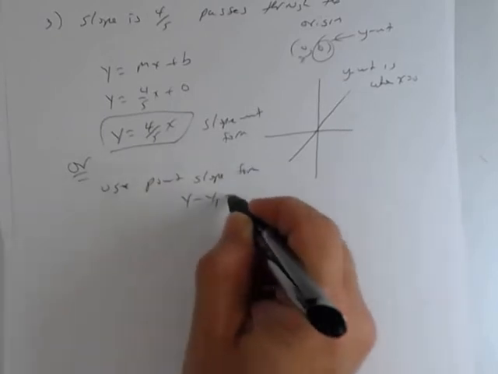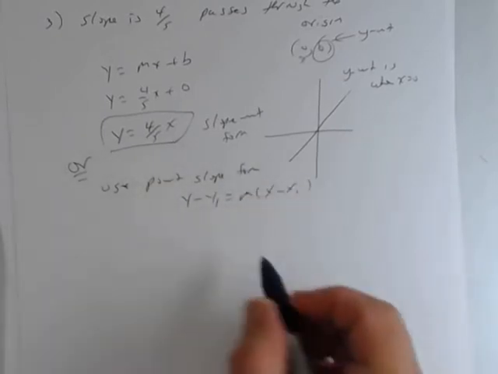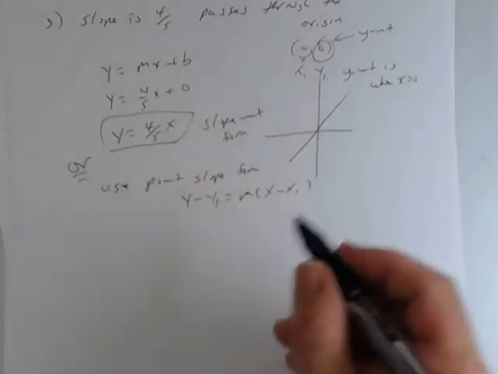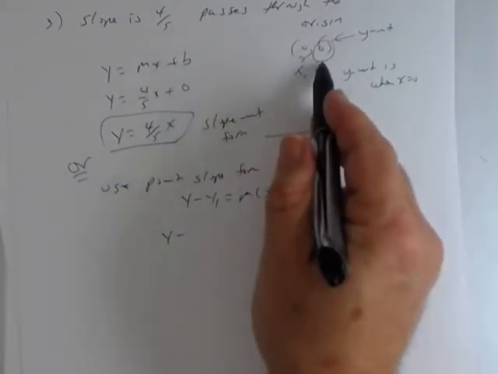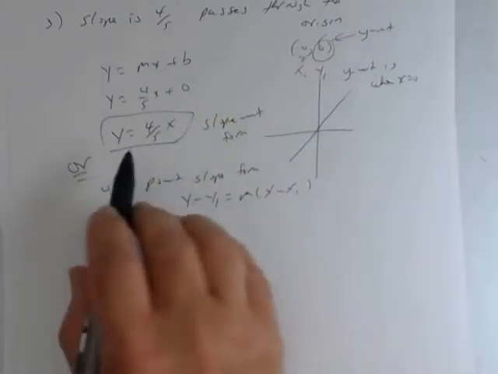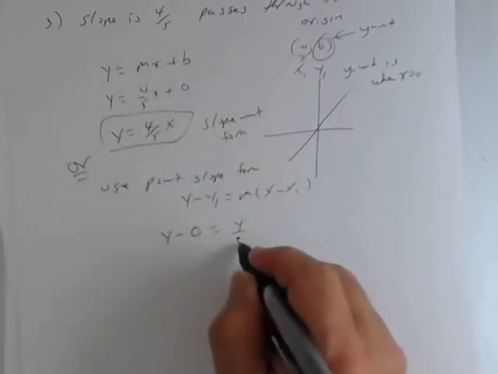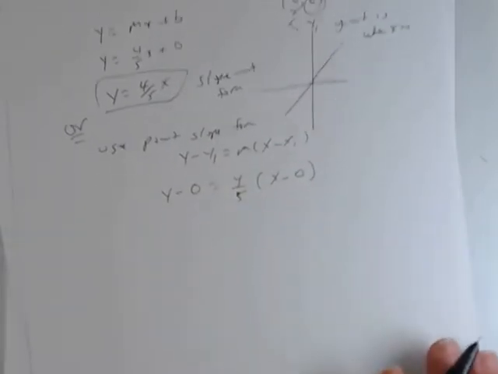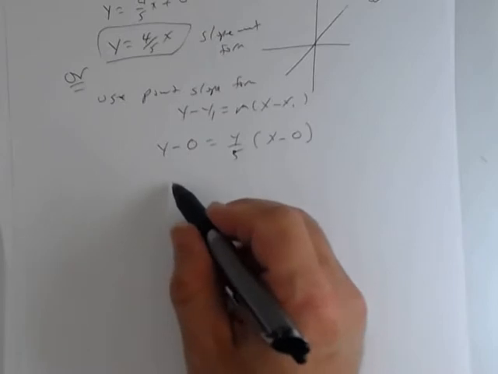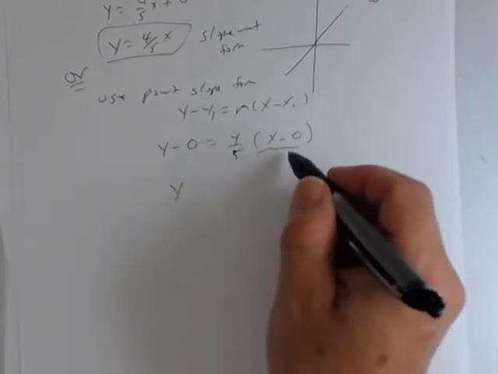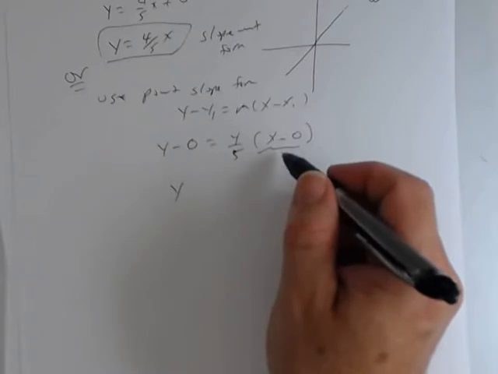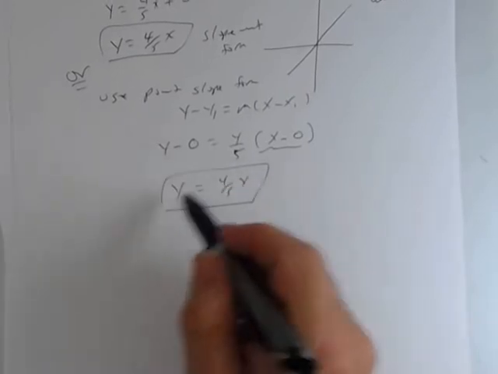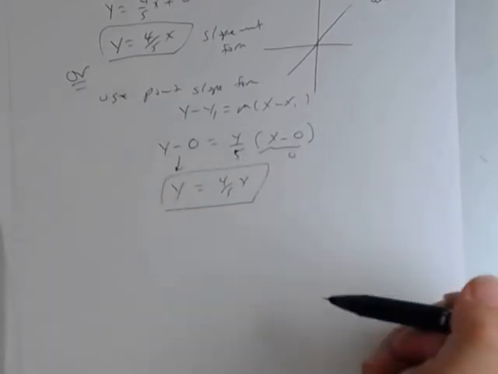So y minus y1 equals the slope times x minus x1. So remember, this is your x1, this is your y1 of your point. So y minus y1, what's y1? 0. Equals the slope, which is 4/5, times x minus x1, which is 0. But what's y minus 0? y. And what's x minus 0? x. You just get 4/5 x. So that's 0, and that's just y. Okay?